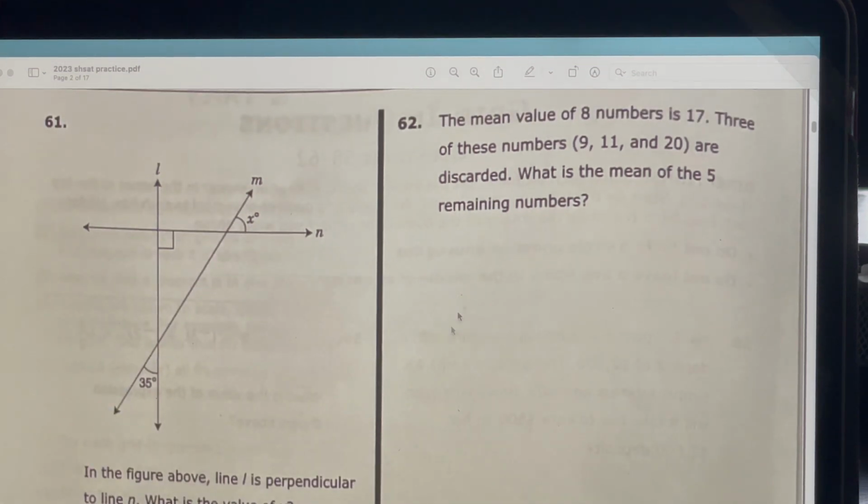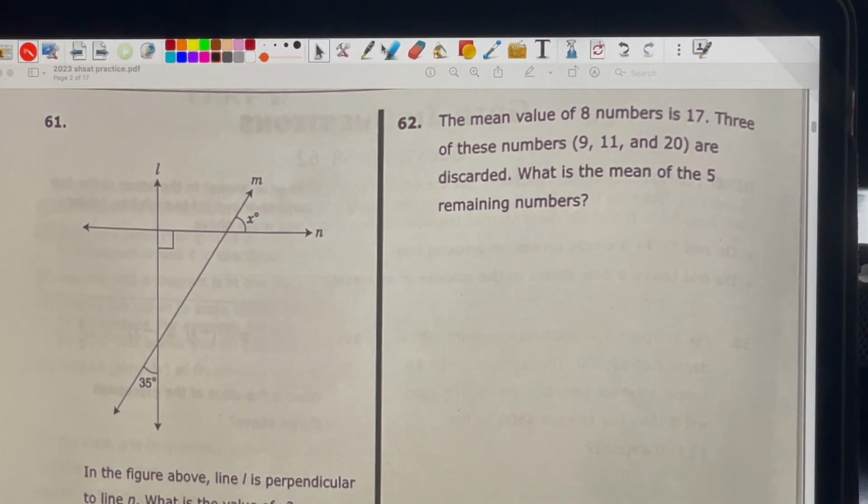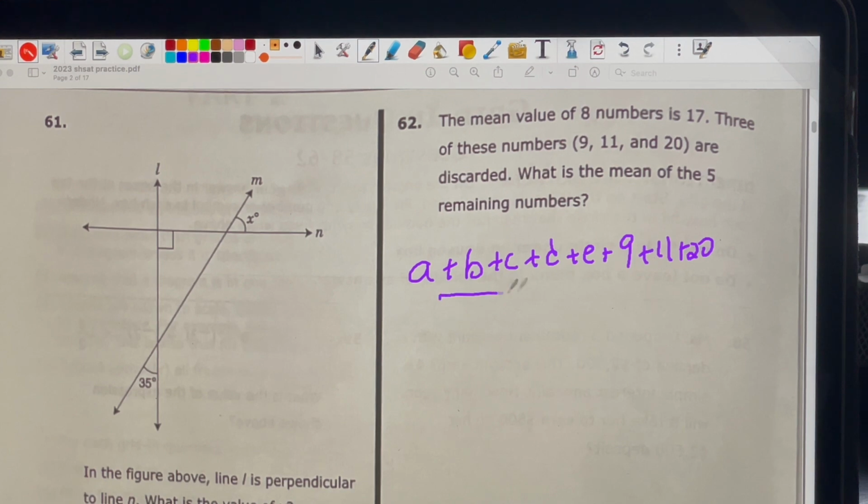62. We have the mean value of 8 numbers, 17. So we've got 8 numbers. I'll write A plus B plus C plus D plus E, that's 5 numbers, and then we have 3 of these numbers, plus 9, plus 11, plus 20, divided by 8 is 17. That's what we have, right?